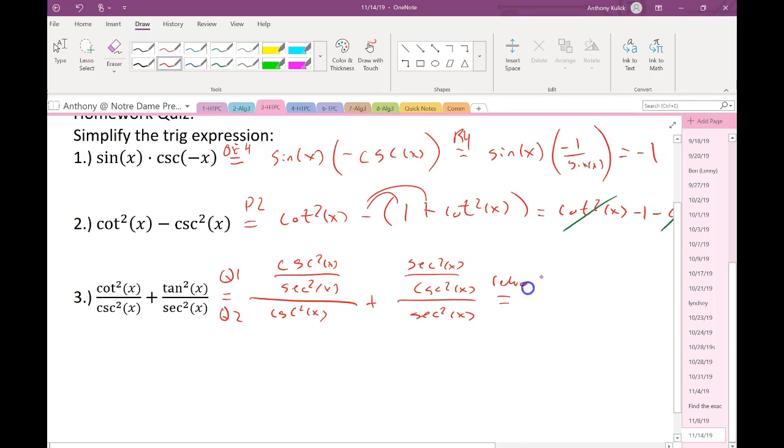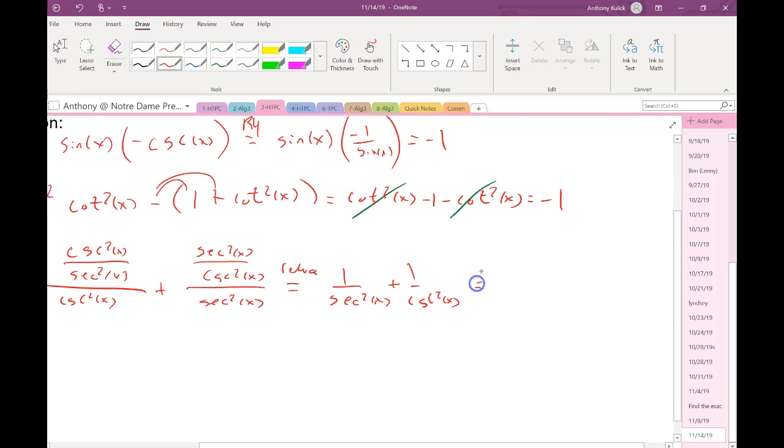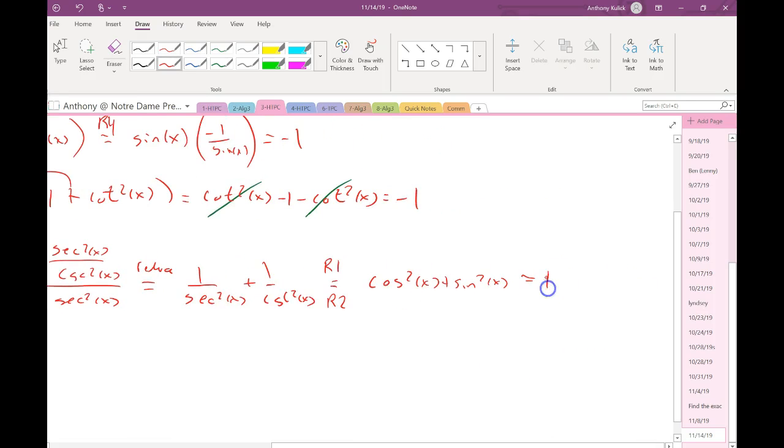So when I reduce these, I'm left with 1 over secant squared plus 1 over cosecant squared. If I apply R1 and R2, I get cosine squared plus sine squared, which is just 1. So that's that.